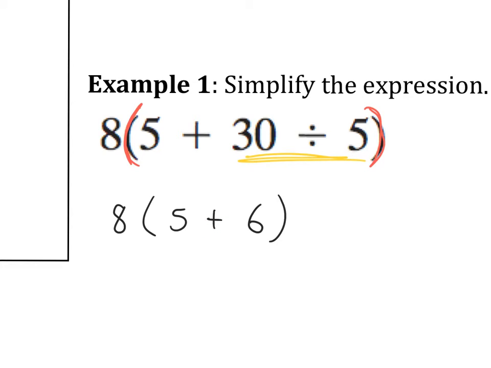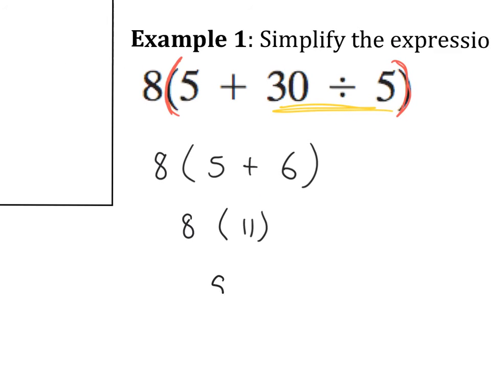I'm still working inside the group, so the 8 comes down still. And now I can add those together. And then the last thing is multiplication because the group is done. 88 is my end result. Please box or circle your answers so they're easy to find.